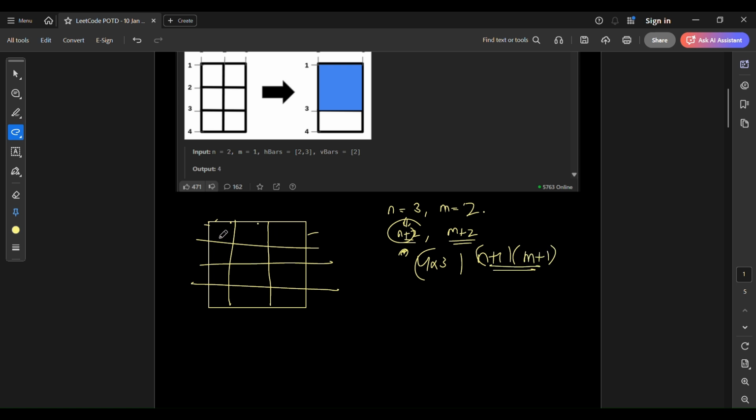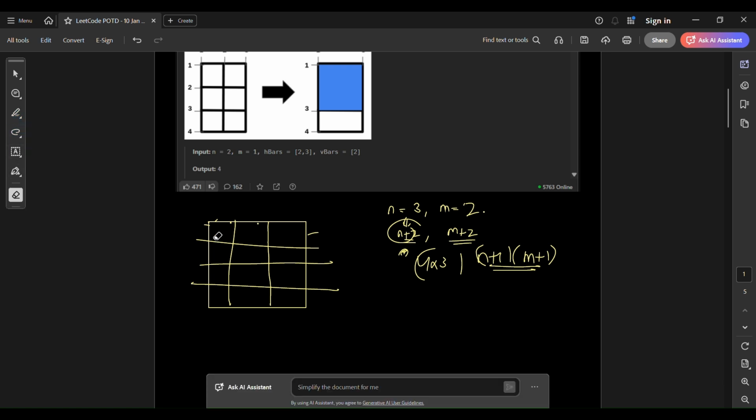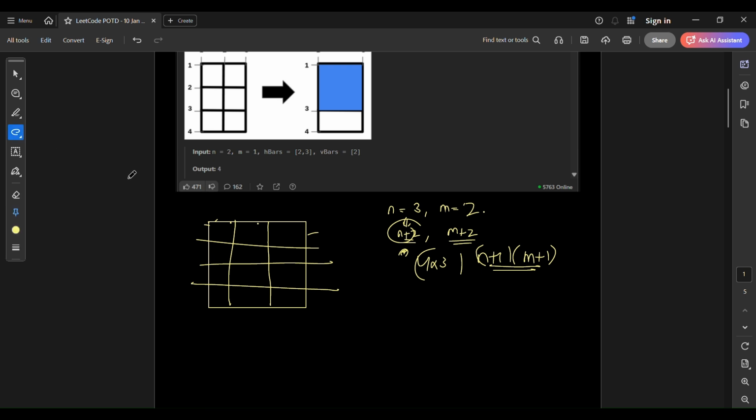Now it says we can remove the bars, or we can remove these lines, and whatever lines we remove, there should be a square formed, and we have to find the maximum area of the hole in this grid. Let's understand this in this way. Very easy. Let's say I'm erasing. Let's say my h bar is 2 comma 4.